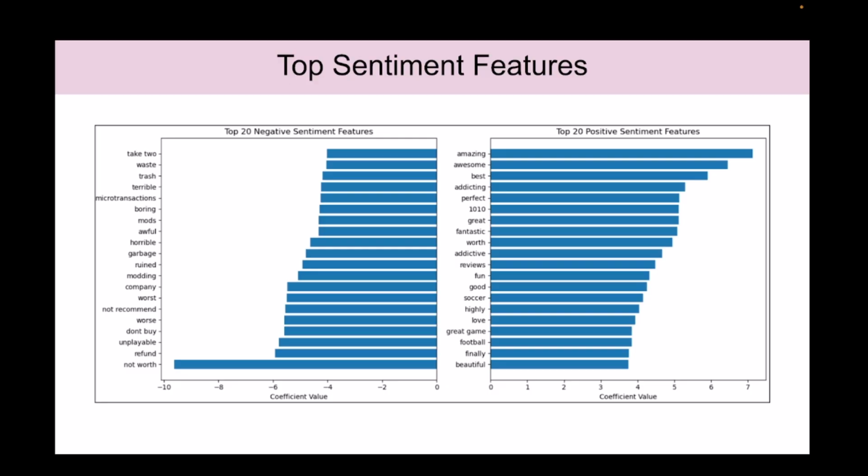We see that for the negative sentiments, there are many words that we do expect to see, such as refund, unplayable, waste, trash. And for positive sentiments, we do see some words and phrases that we expect to see there, such as addicting, perfect, awesome. But strangely enough, we do see soccer and football. And what this probably means is that players on Steam typically just enjoy playing games with soccer or football in them.